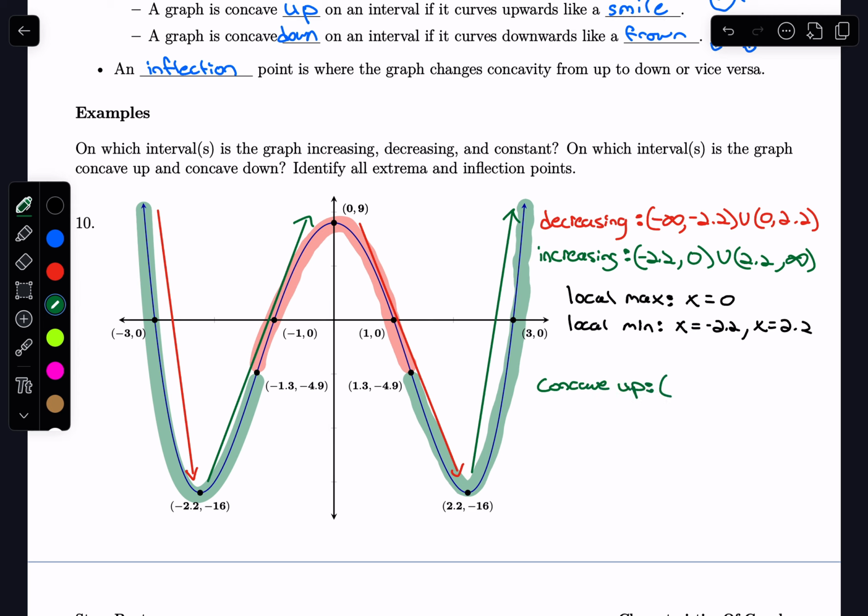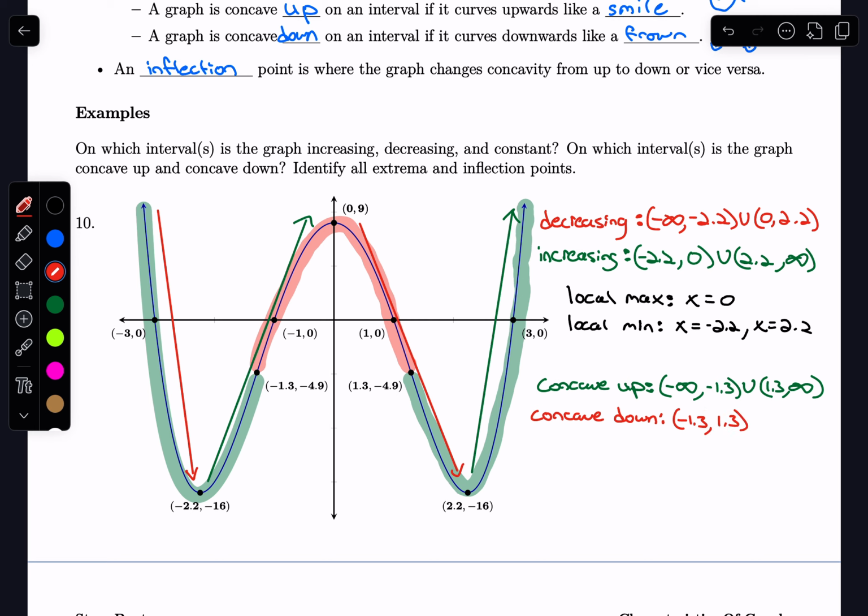One of them is from negative infinity all the way to this point right here, which is negative 1.3. So negative infinity to negative 1.3. And then also from positive 1.3 to infinity, okay, which is the right side of the graph. And then we are concave down on the interval in the middle, which is from negative 1.3 to positive 1.3.